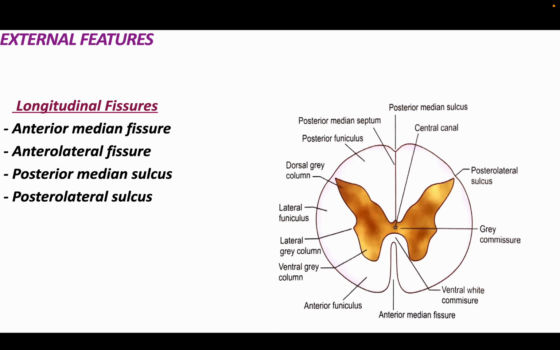Coming to the external features of the spinal cord, if we see the TS, it has longitudinal fissures, that is the anterior median fissure, then the anterolateral sulcus from where the anterior root is coming out, then there is the posterior median sulcus, then the posterolateral sulcus from where the posterior root is entering.